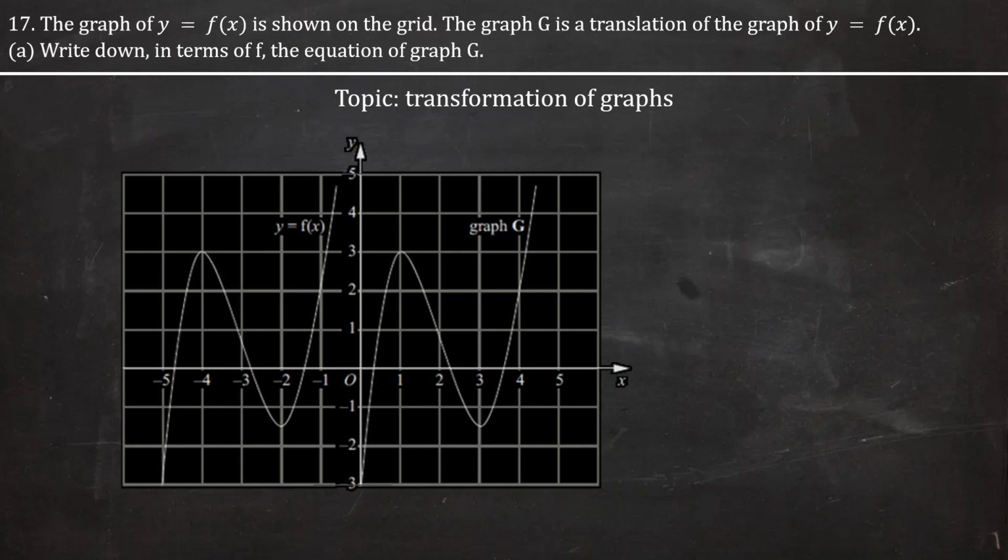Question 17, a transformation of graphs question. This time I've been given the transformation and it's asking me to write down, in terms of f, the equation of graph g. So let's choose 2 points and see what is happening here.